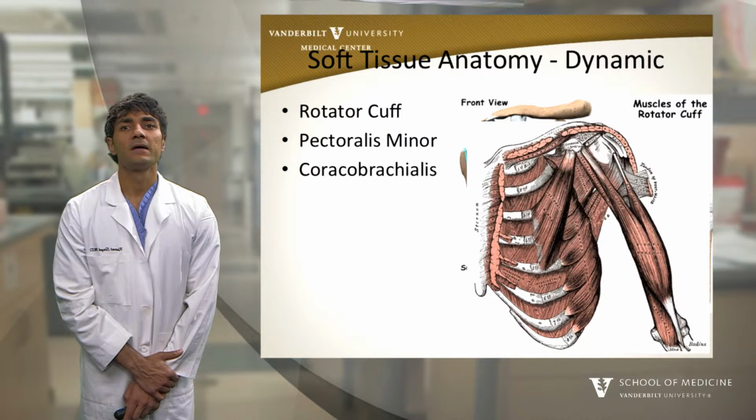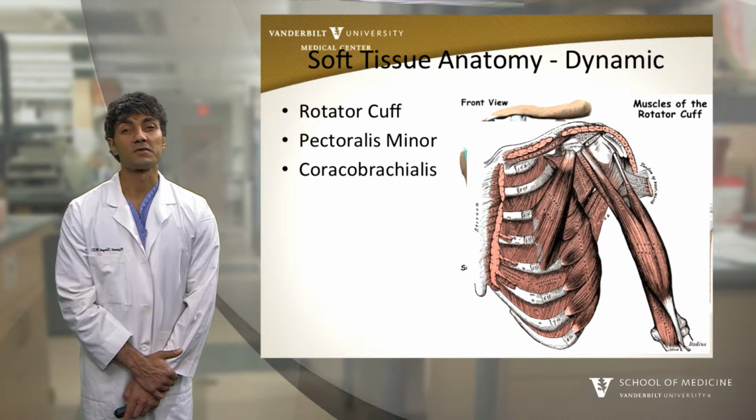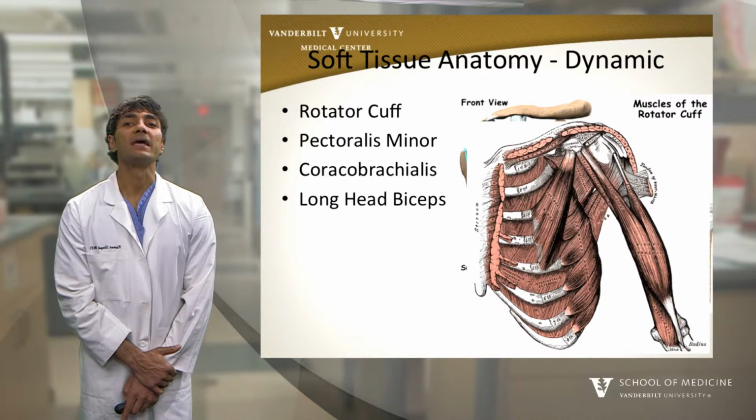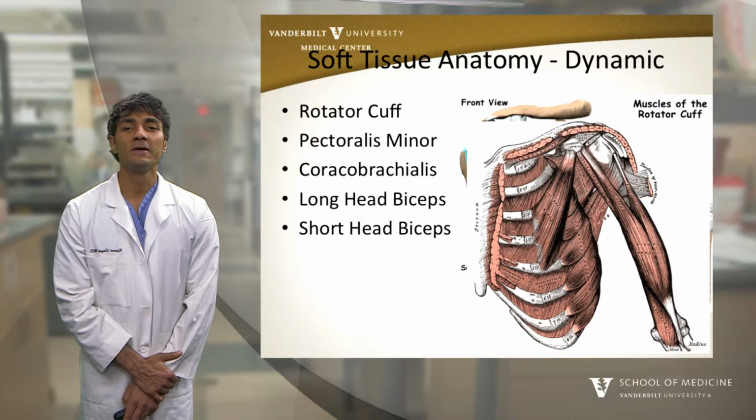You have coracobrachialis, which is a muscle which starts from the coracoid and goes to the brachium, sort of the mid portion of the arm. And then you have the two heads of the bicep, the long head and the short head. And these come together in the mid-arm to attach distally along the radial tuberosity.